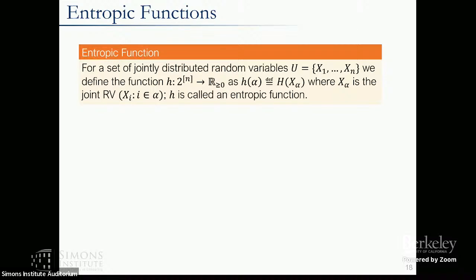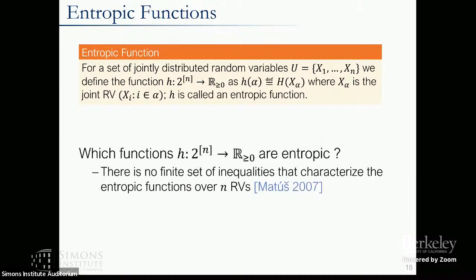What is an entropic function? An entropic function simply is the following. So we have a probability distribution, and we define a set function from subsets of variables to their joint entropy. Okay, so every function that, given a set of random variables, maps them to their joint entropy is called an entropic function. Okay, and this is the notation: alpha is a set of indices, and H of alpha is simply the joint entropy of the joint random variable that is defined over this subset of random variables.